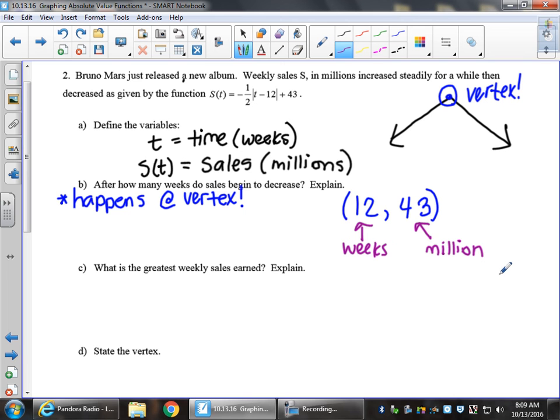So now that we have these little labels, let's reread the question. After how many weeks do sales begin to decrease? Sales begin to decrease after 12 weeks.